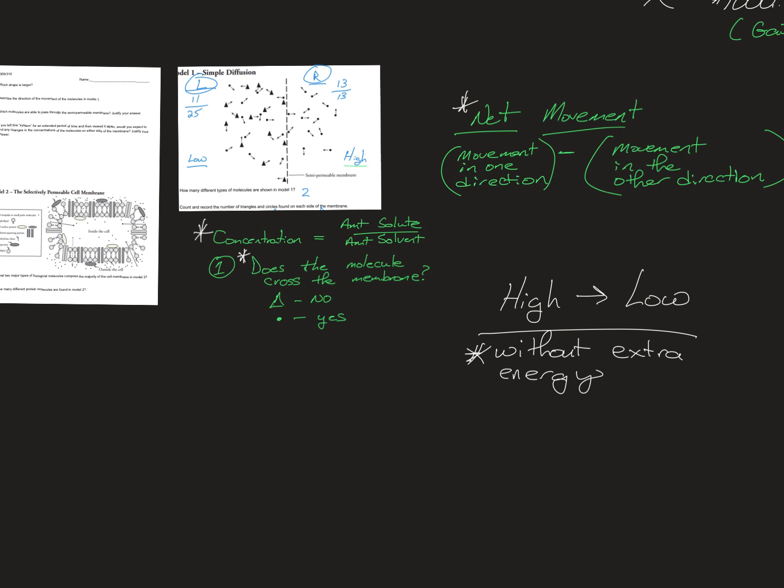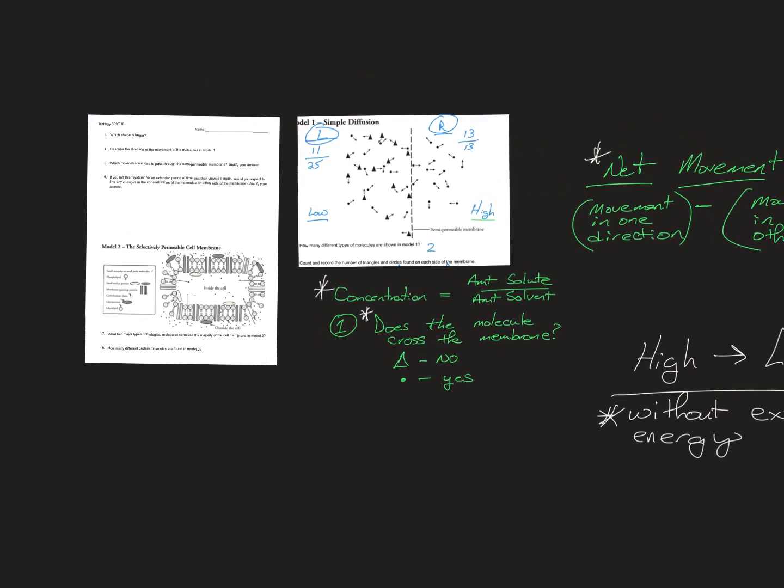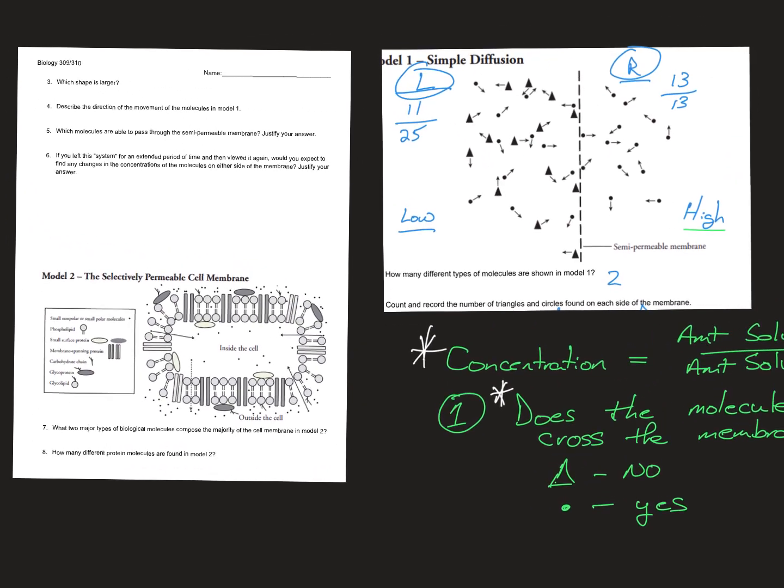But the high to low is concentration? Yes. High to low concentration is correct. So the net movement initially is happening in both directions. But mostly it's going to be moving to the left.